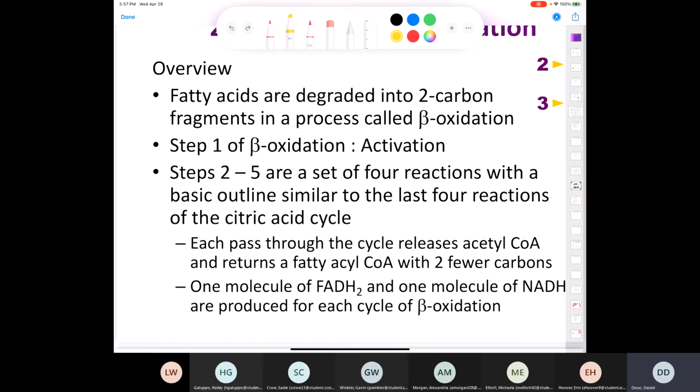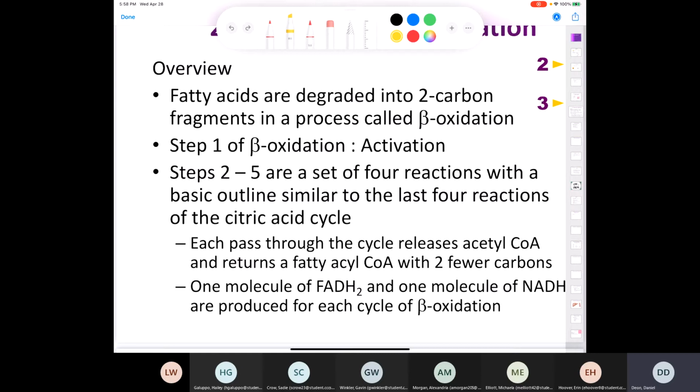So beta oxidation, steps 2 through 5, are a set of 4 reactions whose overall form is similar, close to the last 4 reactions of the citric acid cycle. Each trip through the sequence of reactions releases acetyl coenzyme A and returns a fatty acyl coenzyme A molecule that's got 2 less carbons. So we end up producing reduced coenzymes. We make 1 molecule of FADH2, which is equal to 2 ATP molecules, and 1 molecule of NADH that's equivalent to 3 ATP molecules every time we do the beta oxidation cycle.